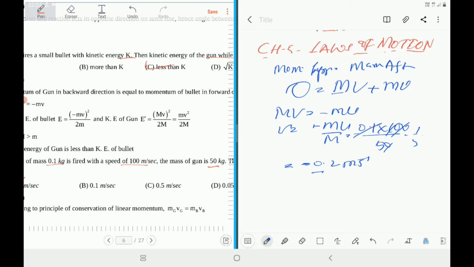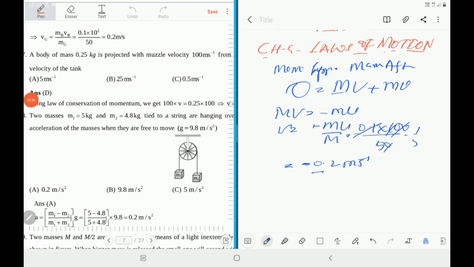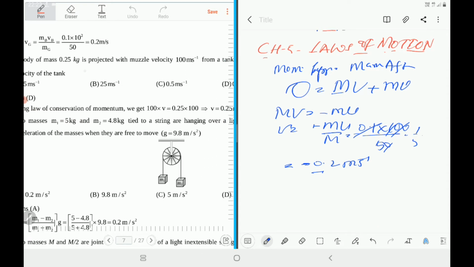If gun moves forward, bullet moves backward. If bullet moves forward, gun moves backward. The opposite direction. That's it. We'll move on with another problem. Yes, another problem for practice. 27. A body of mass 0.25 kg is projected with muzzle speed. Muzzle speed means the speed of the bullet while coming out of the barrel.